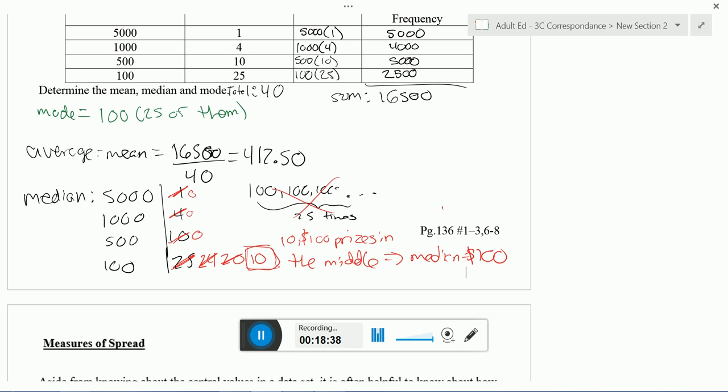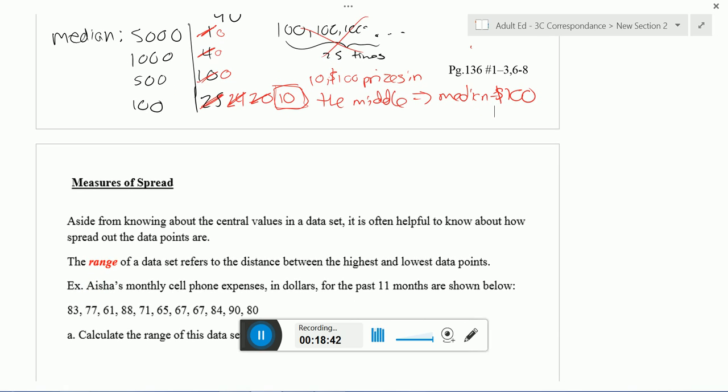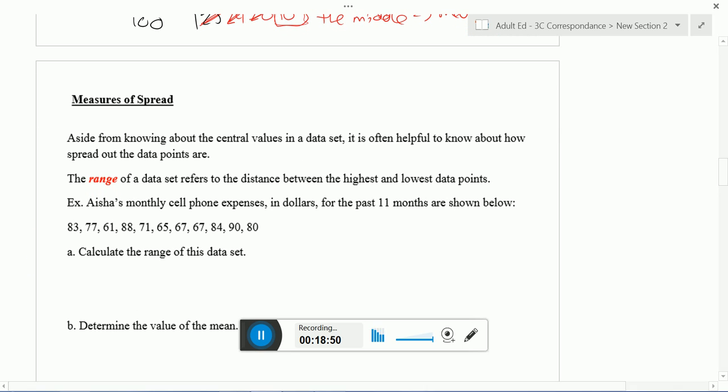Now, those are the measures of central tendency. Again, those kind of show you the middle values and help us see what that middle value is for different kinds of data. Now we're going to look at the measures of spread. It helps us to know what the middle value is, but it also helps us to know how spread out the data is. So, for example, are most of those values around that middle? Is the data fairly well spread out?